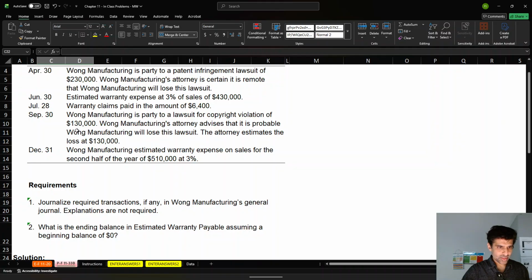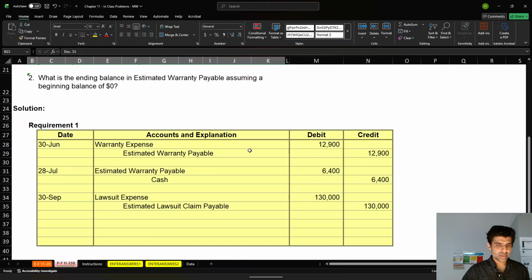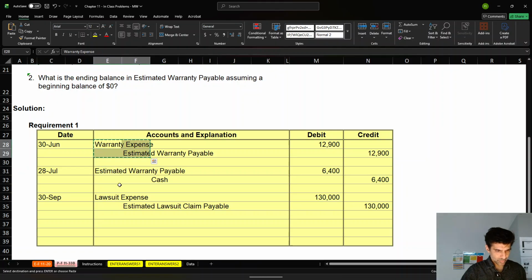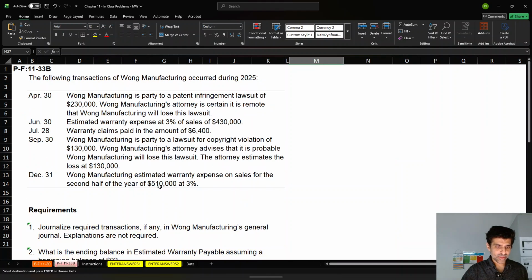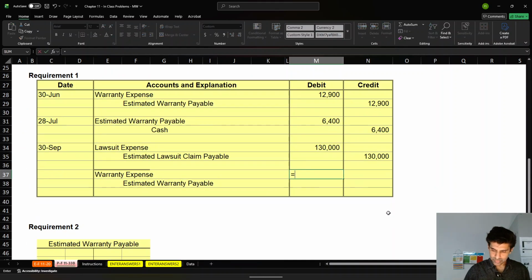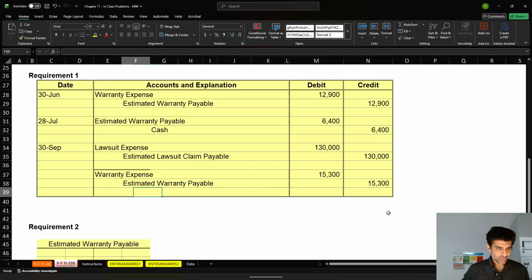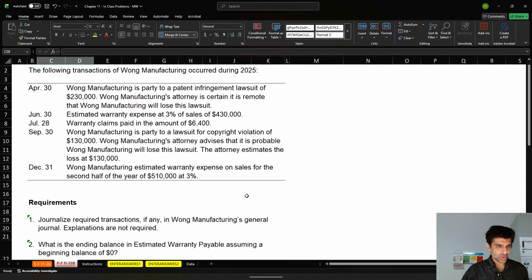Okay, and then finally at the end of the year we take another warranty expense. So it's going to be basically the same thing as this. But now we have a different amount of sales for the second half of the year, so 510,000. And this is again at the end of the year.